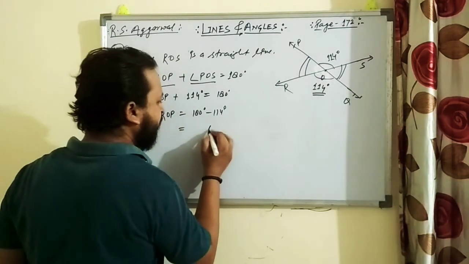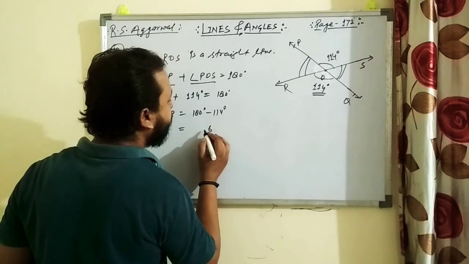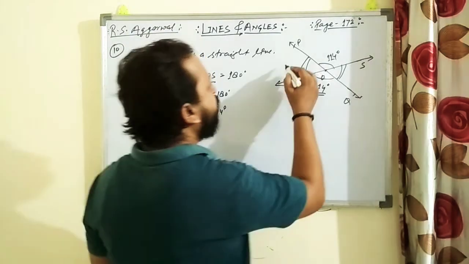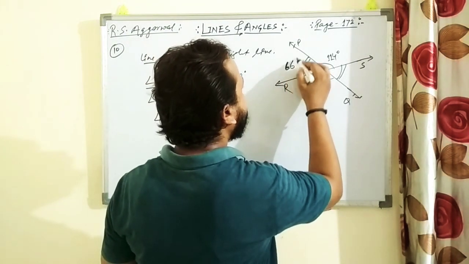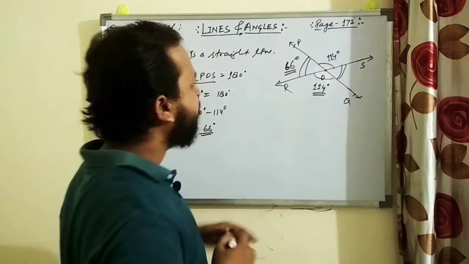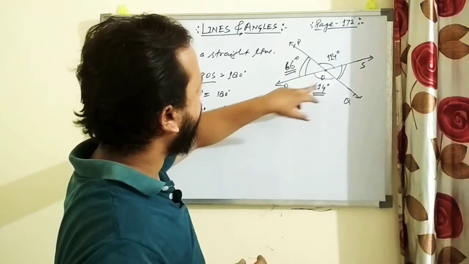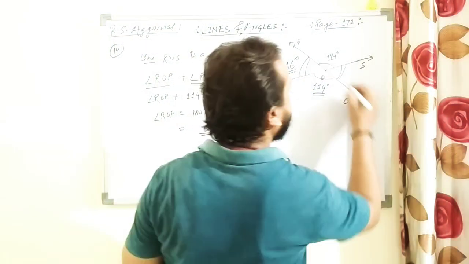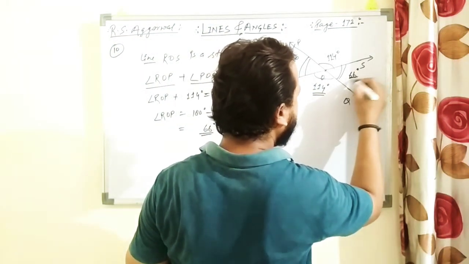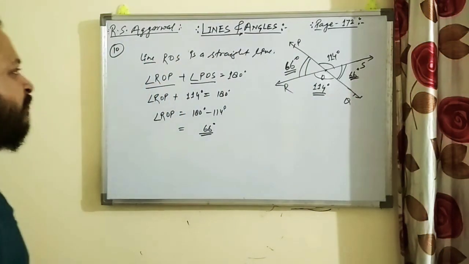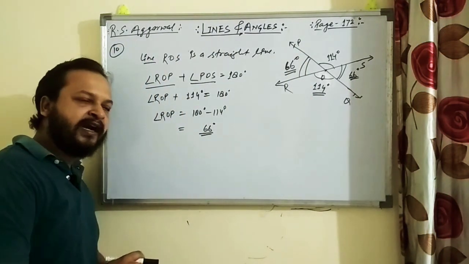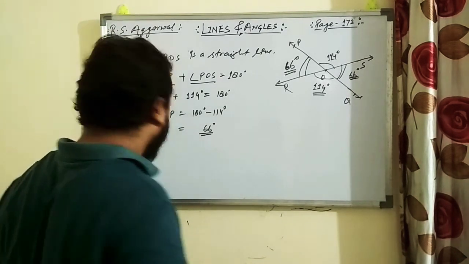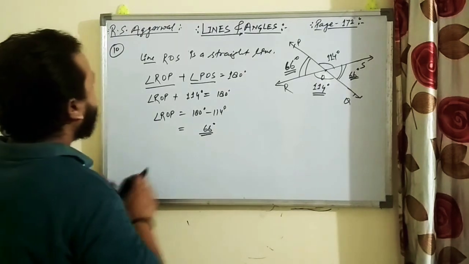So 10 minus 4, that is 6. 7 minus 1, that is 6, right? So 66 degrees. So this angle must be equal to 66 degrees, right? If this angle, meaning angle POR or ROP, is 66 degrees, this angle, angle QOS, is also 66 degrees, right? Why? Because they are vertically opposite angles, right? So in this way you can solve question number 10. Now come to the last question, that is question number 11.